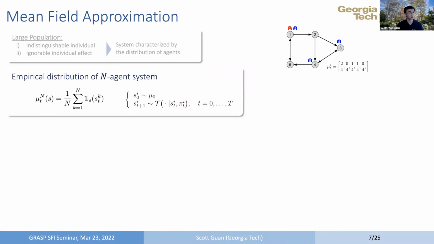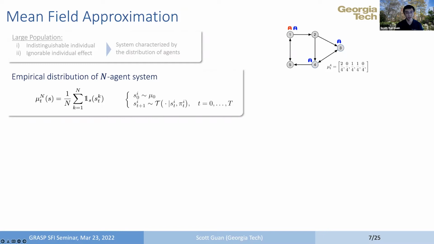We will first start with the first step, which is the mean field approximation. Previously, we argued that given a large population, the system can be characterized by the distribution of agents. Consequently, we want to first define the empirical distribution of the n agent system. The empirical distribution is defined as follows. This is essentially just counting what fraction of agents are on state S at the current time step.